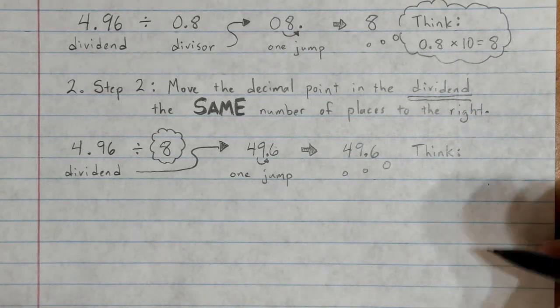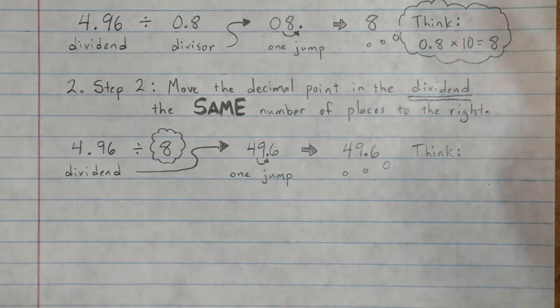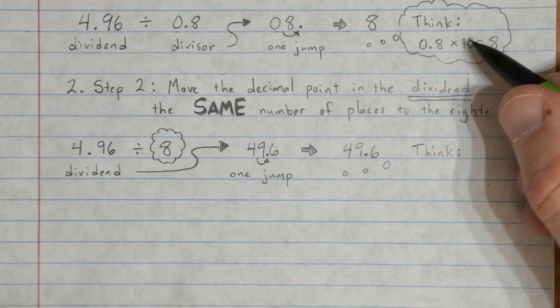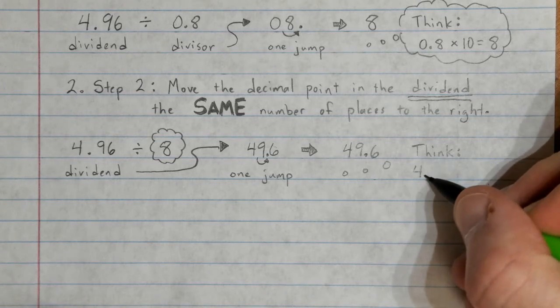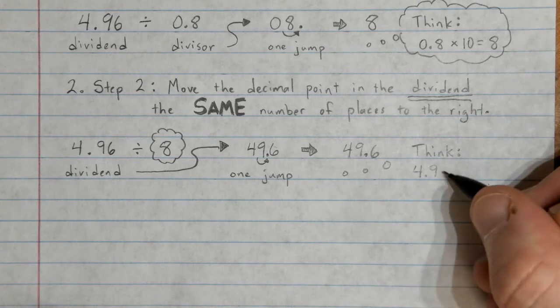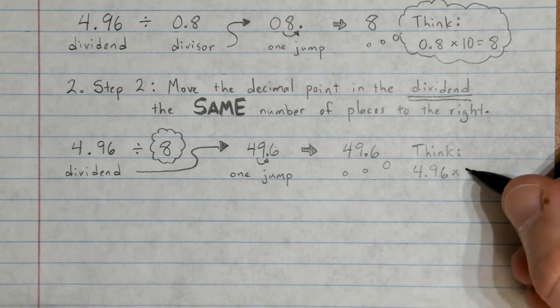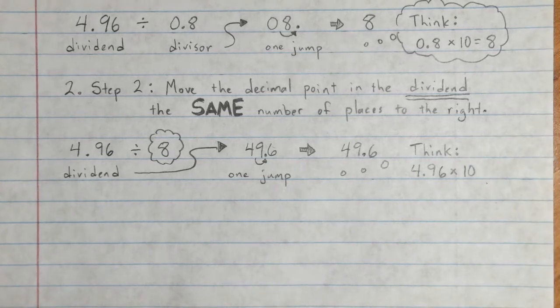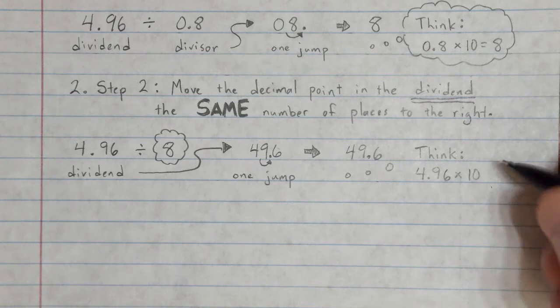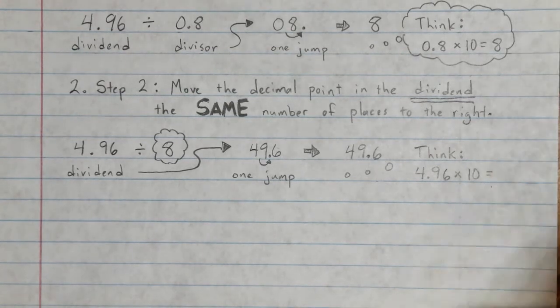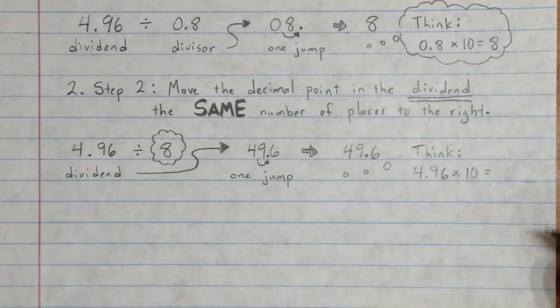Could have been 100, could have been 1,000, but 10 worked. So if I multiply this divisor by 10, I want to multiply my original dividend by the exact same thing, by 10. It's almost like when we're making equivalent fractions. You multiply one piece, the numerator, and the denominator, the other piece, by the same thing, and it helps you keep the same value. That's kind of what we're doing here.